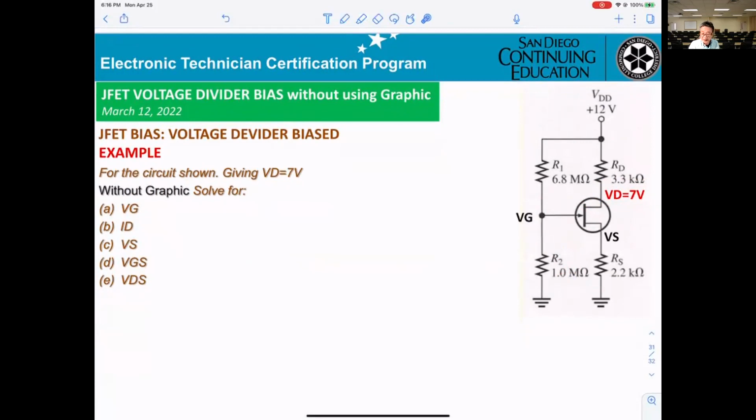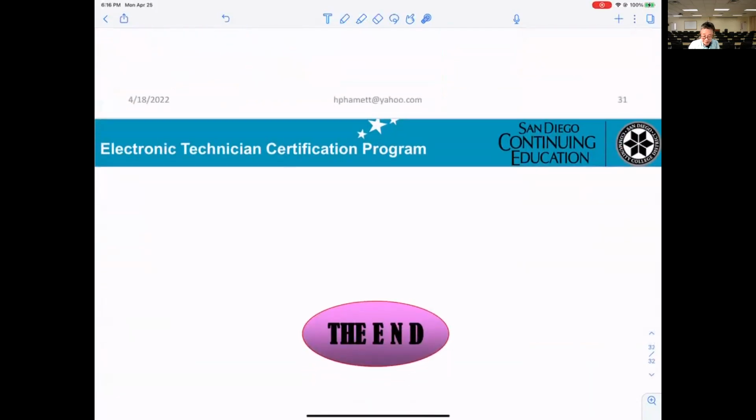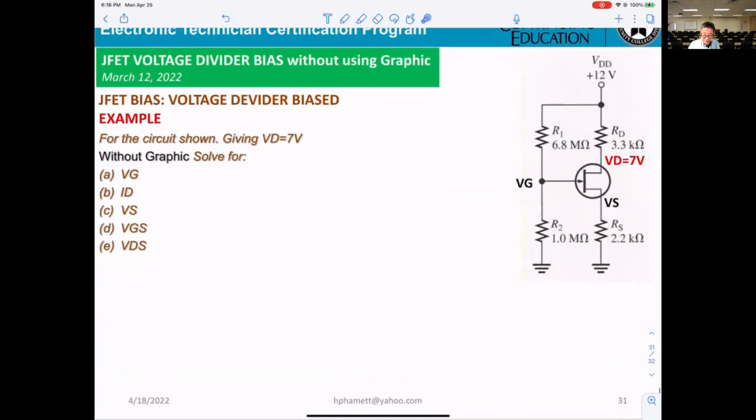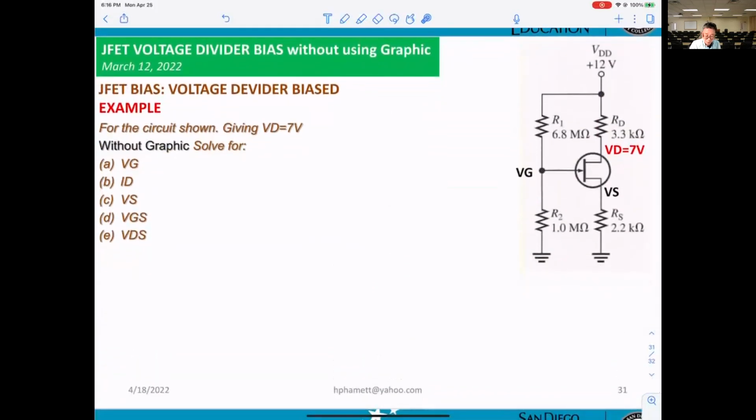everything. Okay. Now, before we are done with this one, I want you to do a calculation for me. Everything: VG, ID, VGS, VS, VDS on this problem. Go ahead and do it for me. You have to try to do the calculation to see how much you understand.